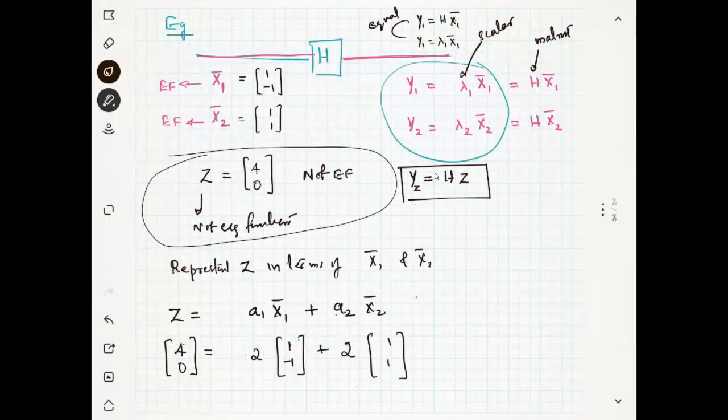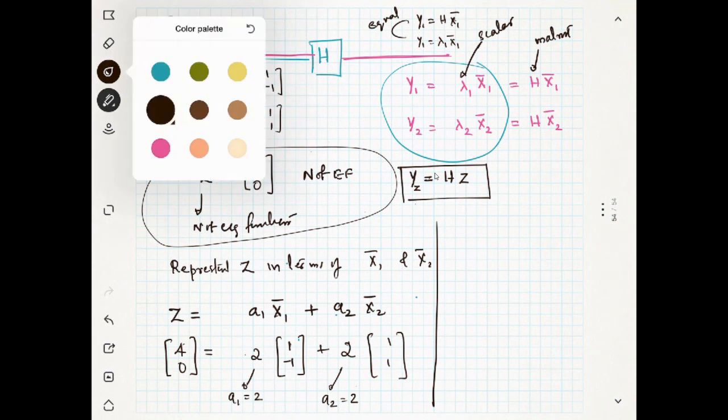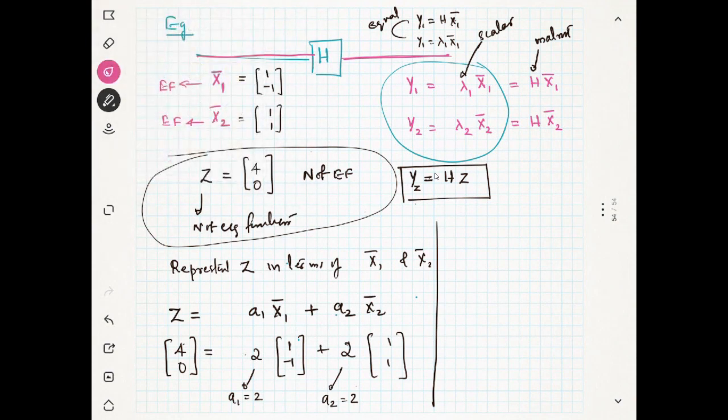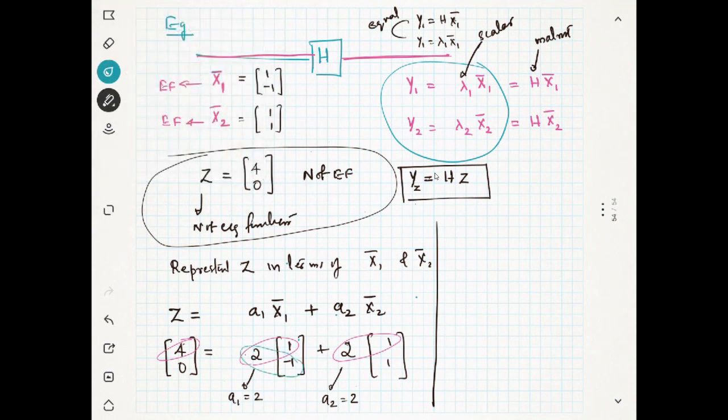Now what is coefficient a1? a1 is equal to 2 and a2 is equal to 2. Do you agree with me? Why do we multiply with 2? I want 4 on the left side. If I multiply with 2, 2 into 1 and 2 into 1, it becomes 4. Is it clear? Next, 2 into minus 1 and 2 into 1, it becomes 0. You got it? So my coefficients are 2 and 2.